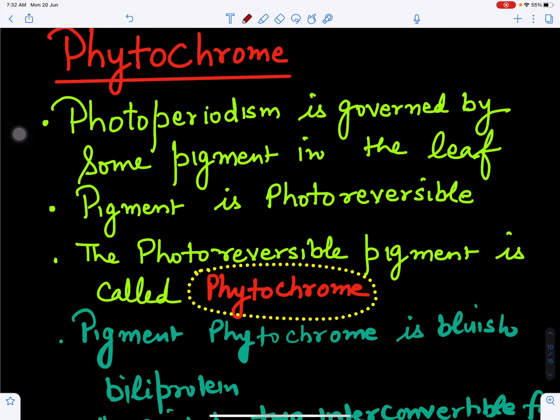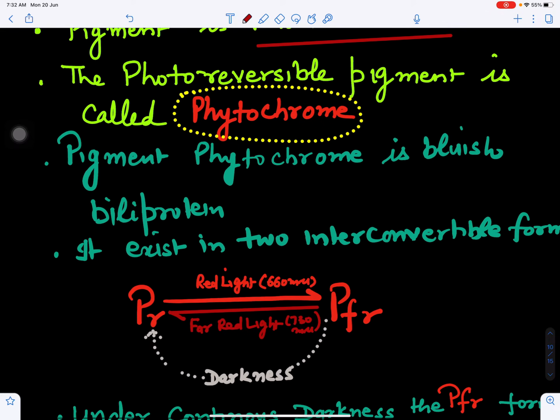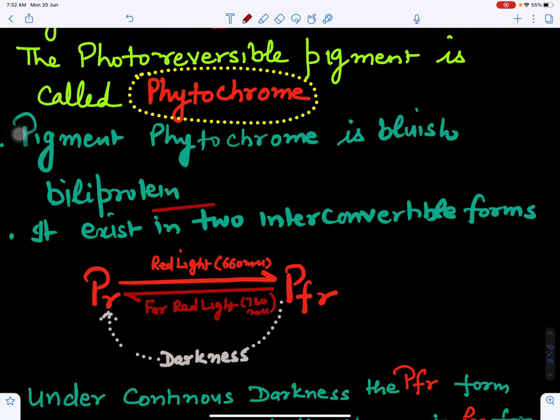So photoperiodism is governed by this pigment in the leaf, and this pigment is photoreversible. Photoreversible pigment is bluish biliprotein. I mean, this is proteinaceous and this is bluish in color. And how this is photoreversible, we'll discuss. This exists in two interconvertible forms, PR and PFR. When PR is exposed to red light, 660 nm, this changes to PFR. When PFR is exposed to 730 nm, this changes to PR.